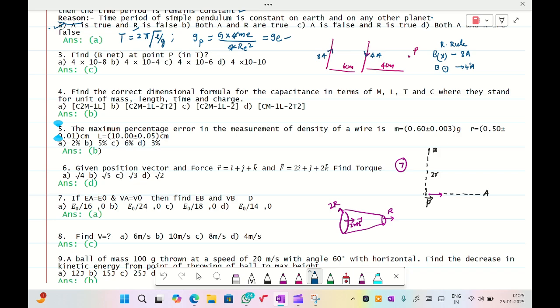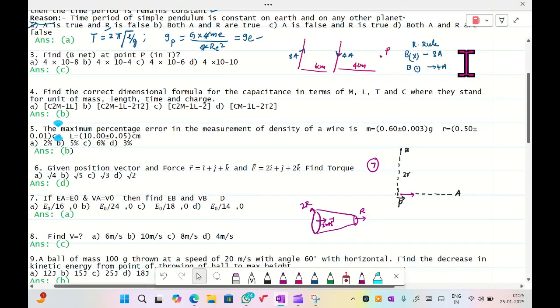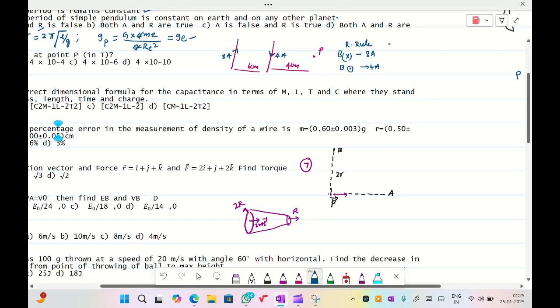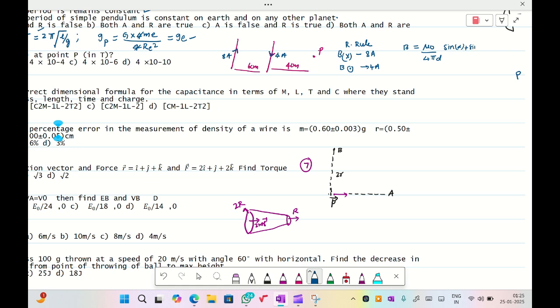And here the magnetic field B is taken as, for a finite rod according to Biot-Savart's law, mu naught by 4 pi d into (sine alpha plus sine beta). So this is the formula for finite length, with alpha and beta for a straight conductor carrying the current I: mu naught I by 4 pi d into (sine alpha plus sine beta).